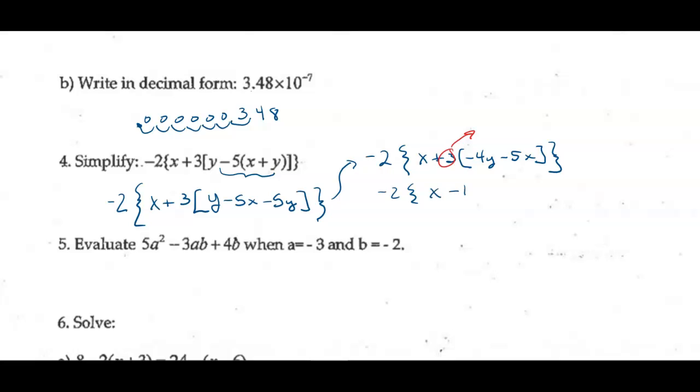So it becomes minus 12y minus 15x. Again, clean up. In other words, combine what can be combined. So that looks like that's going to give me -12y minus 14x. And then, of course, that last step is to distribute your -2.